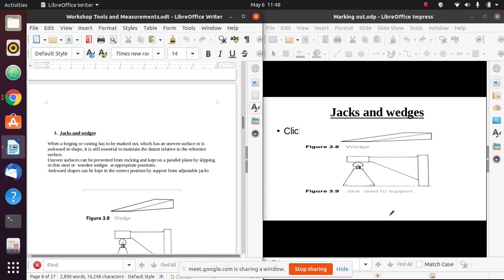So the same concept, you put a wedge or a jack to support that workpiece, that irregular shaped workpiece, to prevent it from rocking to and fro, and to ensure that it is parallel relative to that reference surface. Then we employ the use of jacks and wedges.